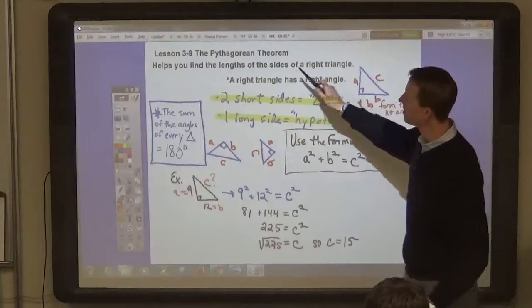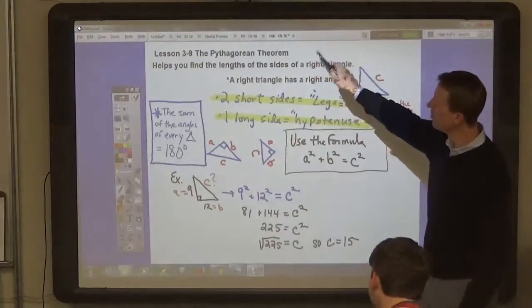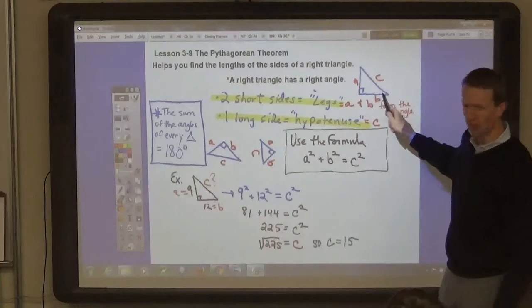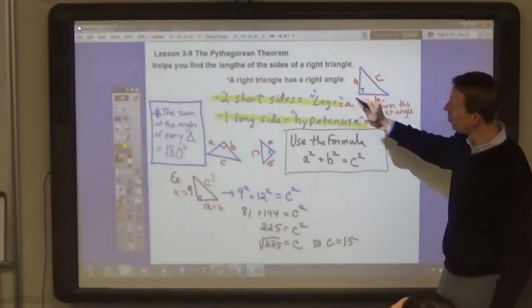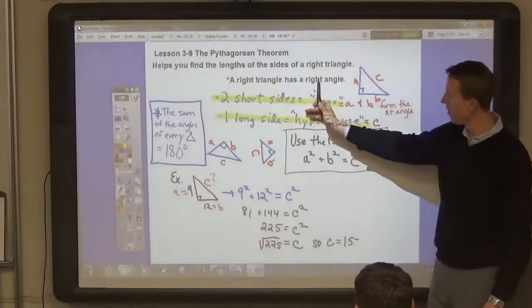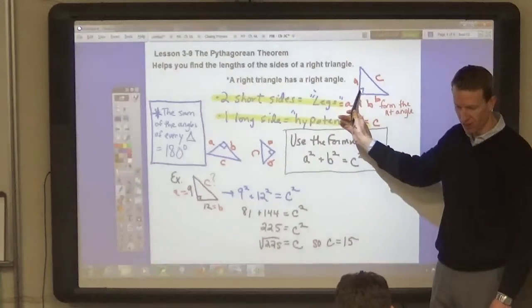The Pythagorean theorem is used to help you find the lengths of the sides of a right triangle. Okay? Now, this theorem only works on right triangles. It only works when there's a right angle in the triangle.